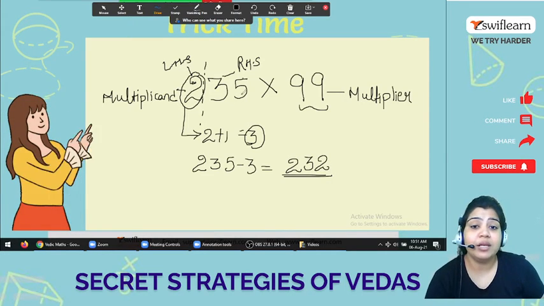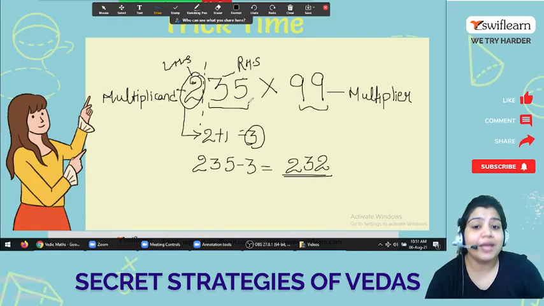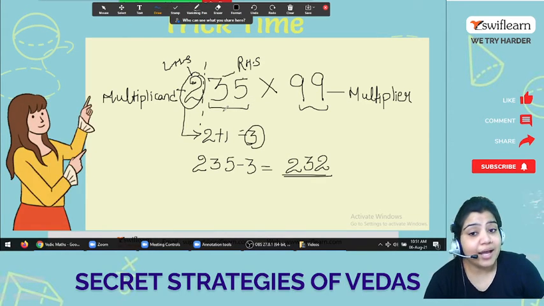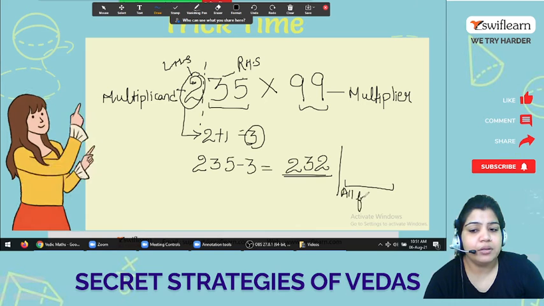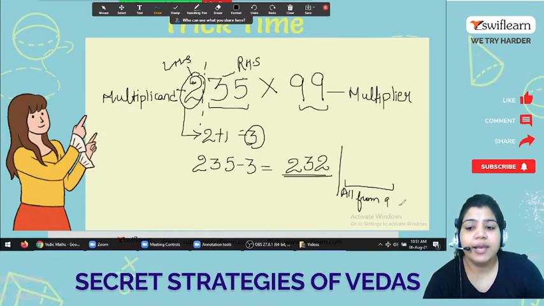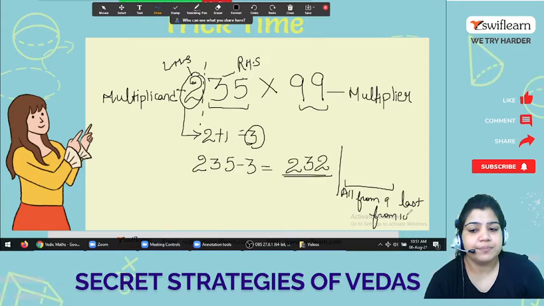What about the second part? We are going to apply all from 9 and last from 10 to the RHS part. Yes, to the RHS part. So here we are going to apply all from 9, last from 10.